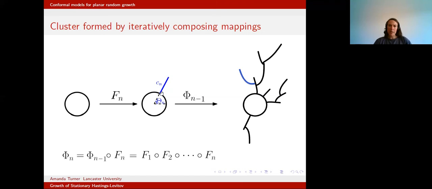So how do I describe my nth particle? It's got a capacity Cn and it's attached at an angle theta n. Well, what happens if I compose these two mappings? Well, I know that phi n-1 maps the exterior of this circle to the exterior of the black cluster. And I know that this blue particle, this nth particle, lies in the exterior of that unit disk. And so it must lie in the exterior of the black cluster, but it's also attached at a single point. And so it must be attached at a single point.